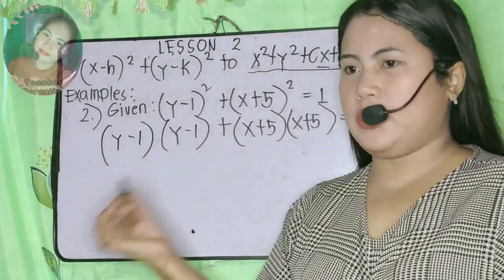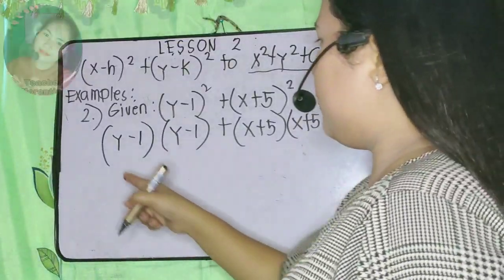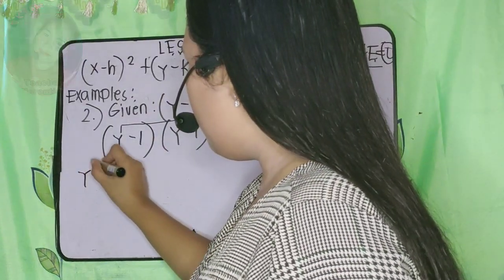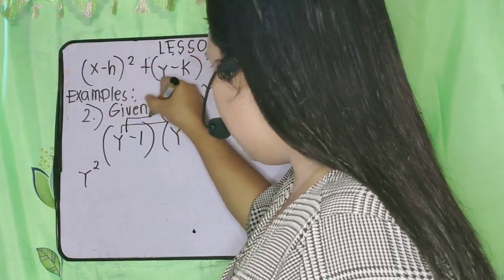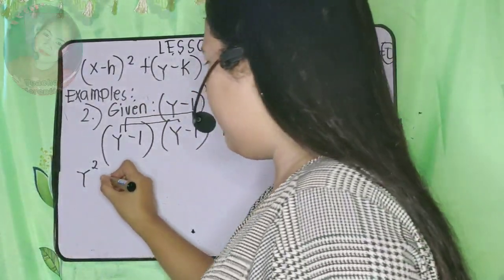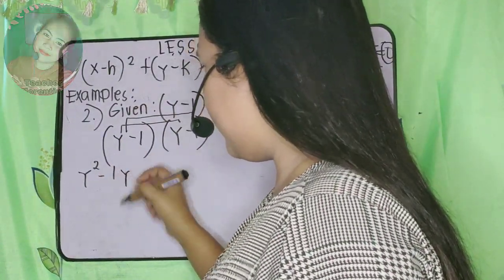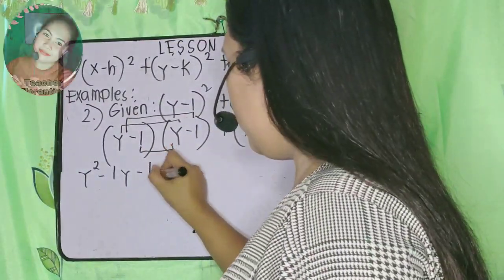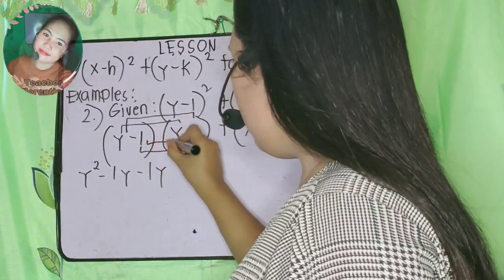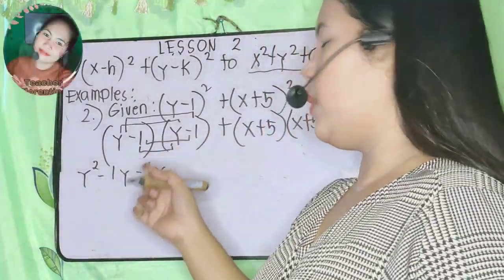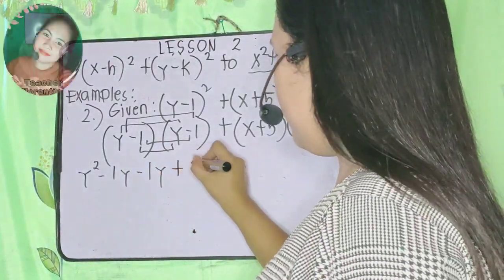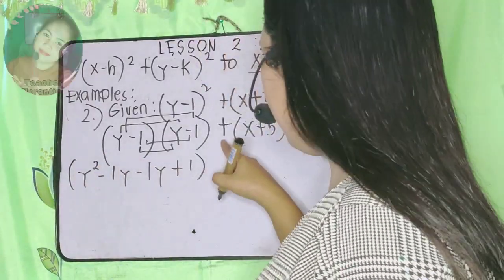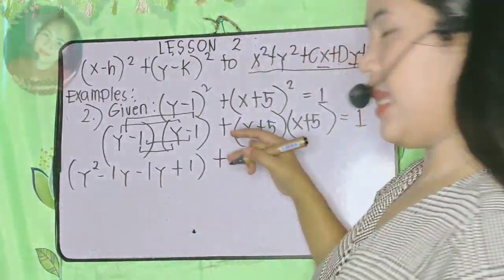Okay? Then, let's proceed to FOIL method or smile method. So, first, ito muna. Okay, so y times y, we have y squared. Then, y times negative 1, so we have negative 1y. Then, sa inner naman, negative 1 times y, we have negative 1y. Then, negative 1 times negative 1, we have positive 1. So, ito na yung sagot natin dito sa una. So, ayan, lagyan natin ng parenthesis para hindi malito. Kopyahin yung plus, then dito naman tayo sa second.